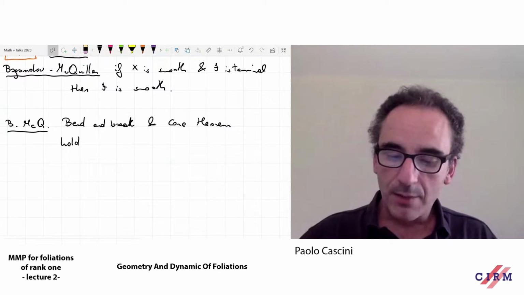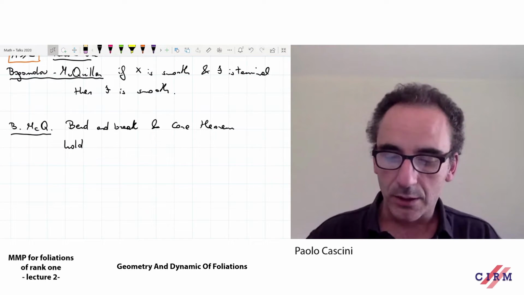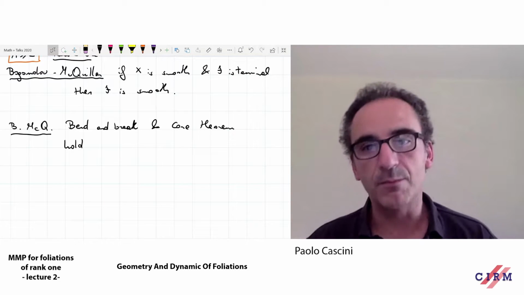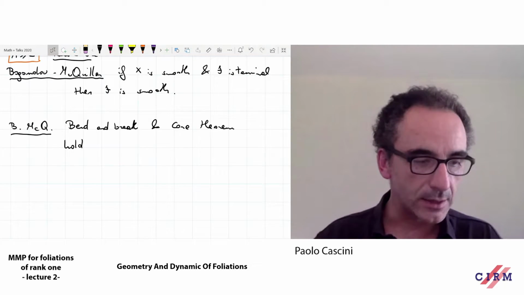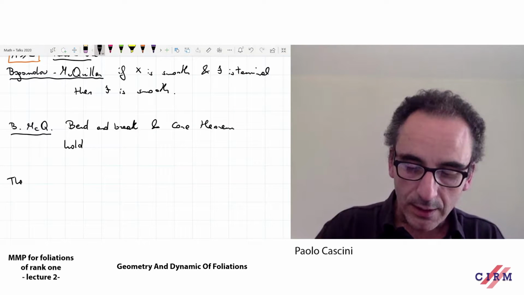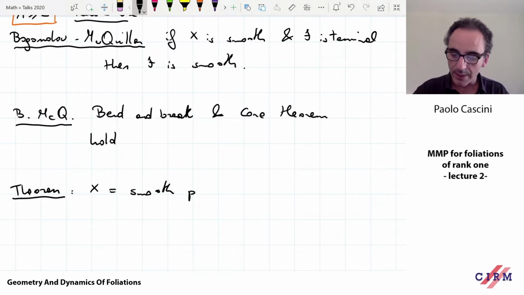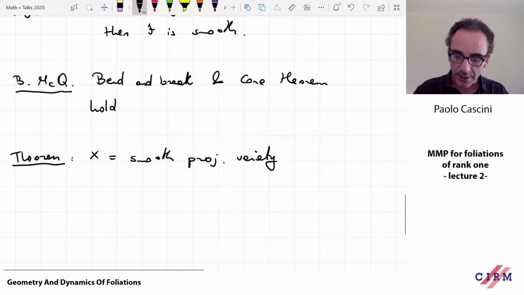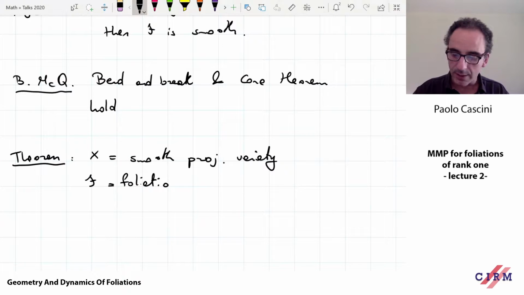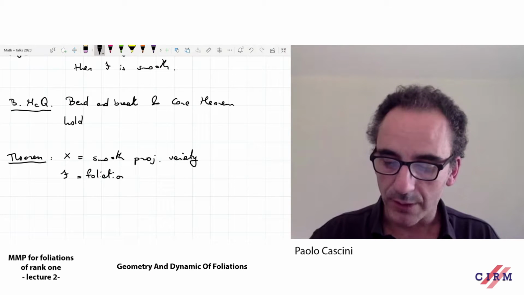But let me mention a few words about the bend and break, because it comes from an even stronger result. It's an even nicer result. Namely, the theorem is this. Let's suppose that X is a smooth variety for simplicity. Again, no assumption on the singularities. And let's suppose that F is any foliation. In this case, this is the only result where I'm not assuming the foliation to be of rank 1.